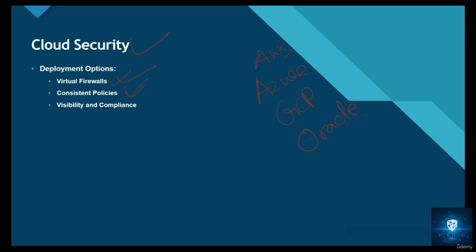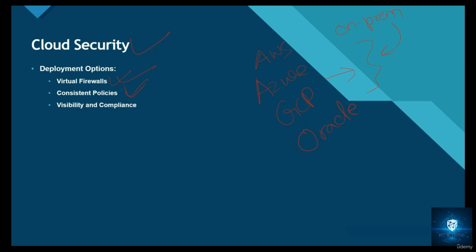Next is consistent policies. Ensure that security policies are consistent across both on-prem and cloud environments to avoid security gaps. Application usage and data protection policies should be enforced uniformly everywhere. All right, so ensure that there are no gaps in the security policies made for the on-prem as well as for the cloud environment.